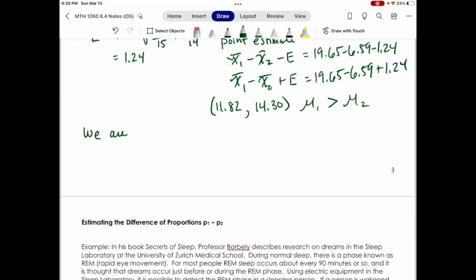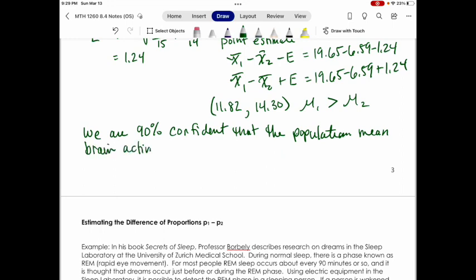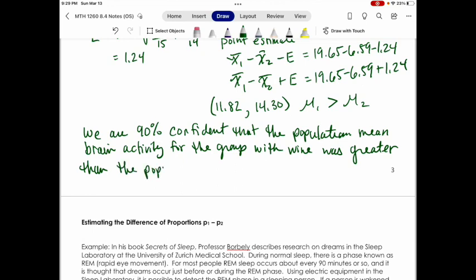So I'm going to state my conclusion here and say we are 90% confident that the population mean brain activity for the group with wine was greater than the population mean for the group without drinking wine.